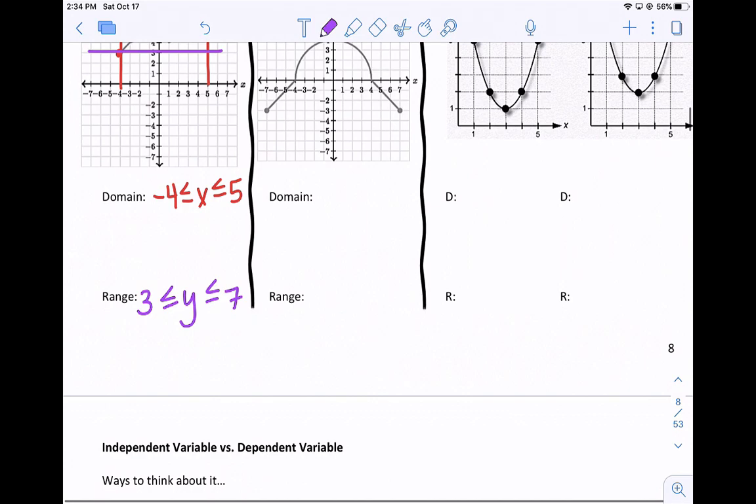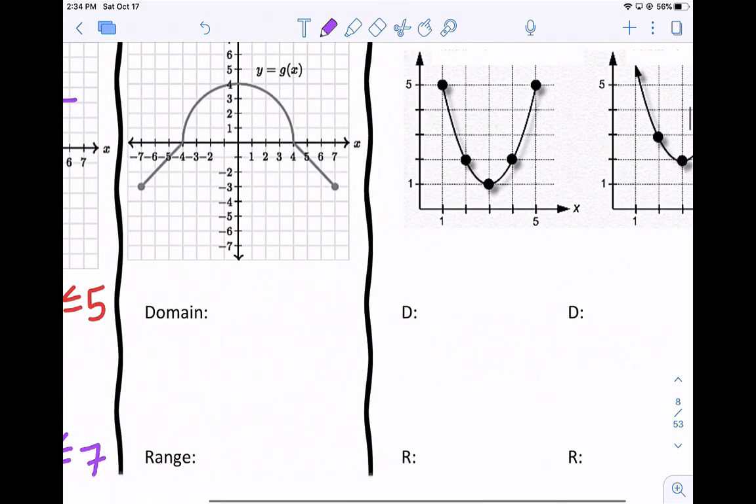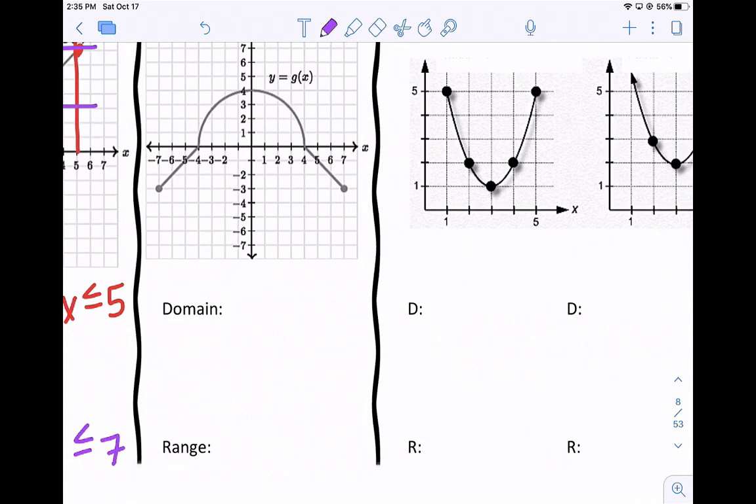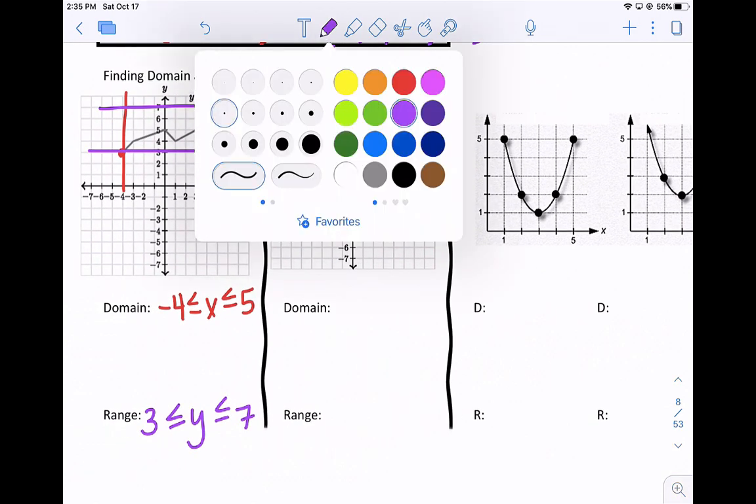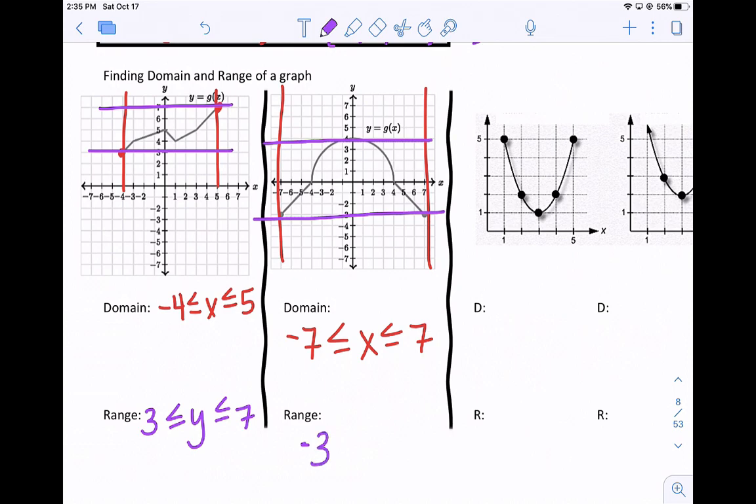And that's our range. All right, let's talk about this funny looking, looks kind of like a helmet or a UFO shaped graph here. Again, domain is how far left and how far right. So this one looks like -7 to 7. So we say -7 is less than or equal to x, which is less than or equal to 7. For the range, that's low to high. And so our lowest point here is at -3, which is less than or equal to the y value for range, which is less than or equal to 4. And so there's the inequality for range.